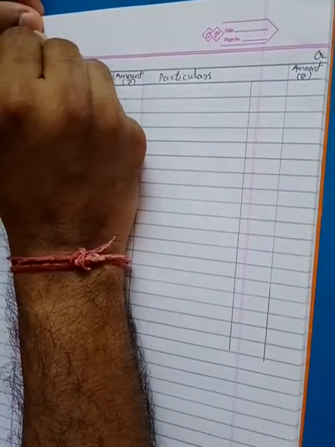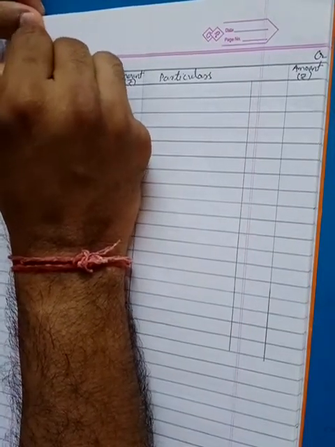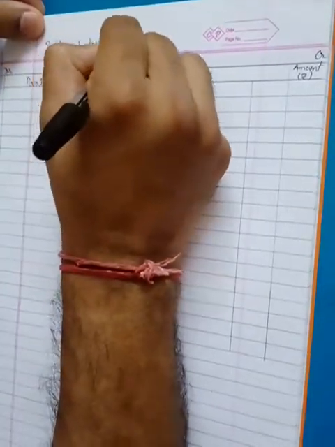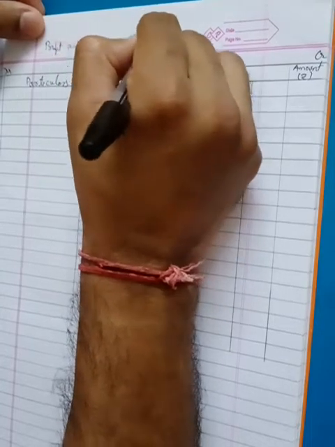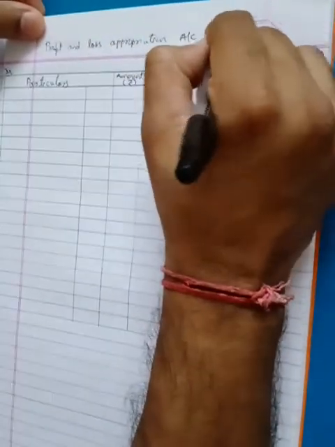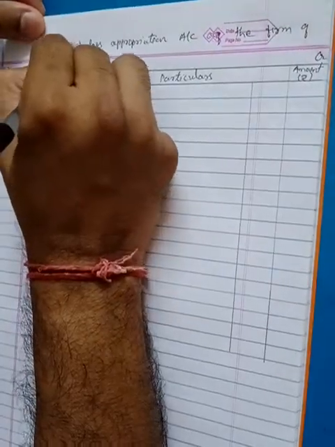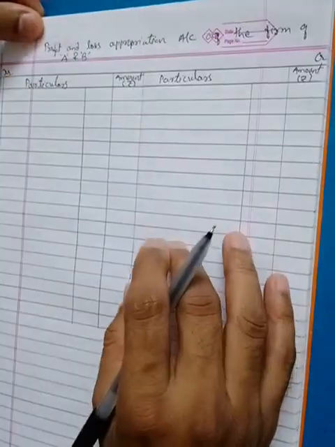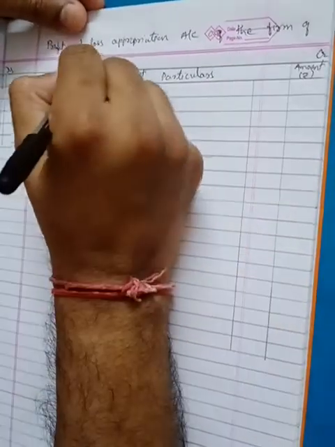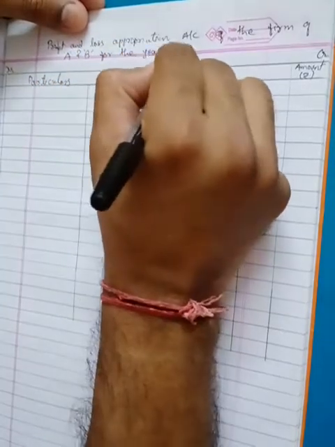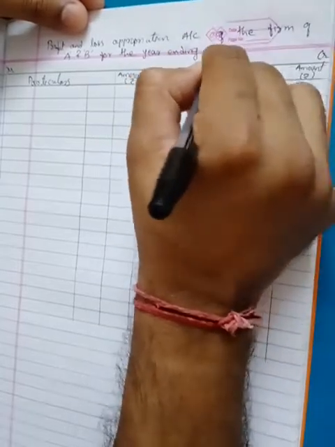So I am writing the title, see, profit and loss appropriation account of the firm of A and B. I am assuming the names of partner again the same, partners A and B, for the year ending on the date available, whatever it may be, end of the year. Okay, so that is how the title can be written.